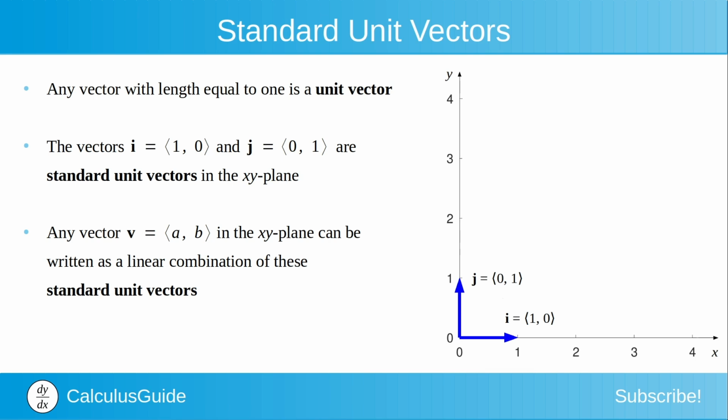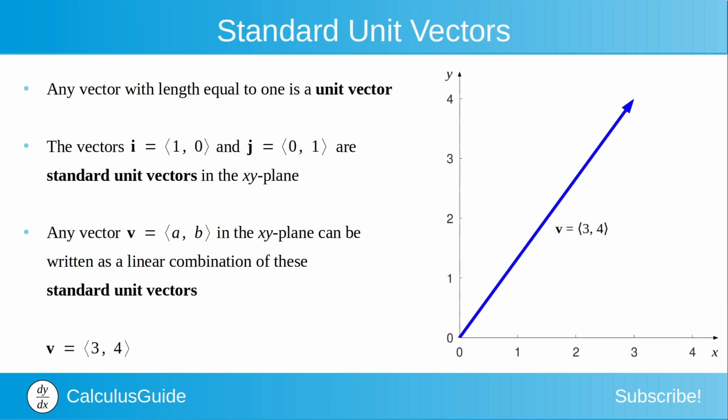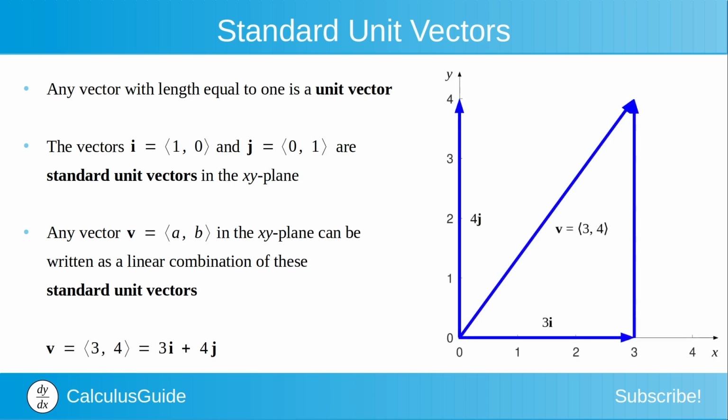I'll explain this further with an example. The vector v equals 3, 4 is now shown to the right. This vector is equal to 3 times i plus 4 times j. When we add 3i plus 4j, that's equal to the vector v equals 3, 4. We can write any vector of the form v equals ab in the xy plane as a linear combination of i and j.